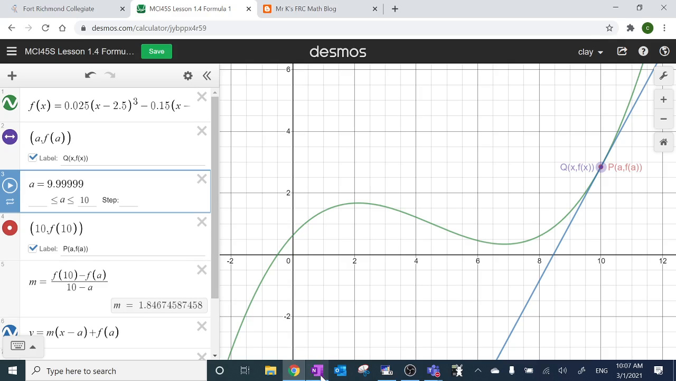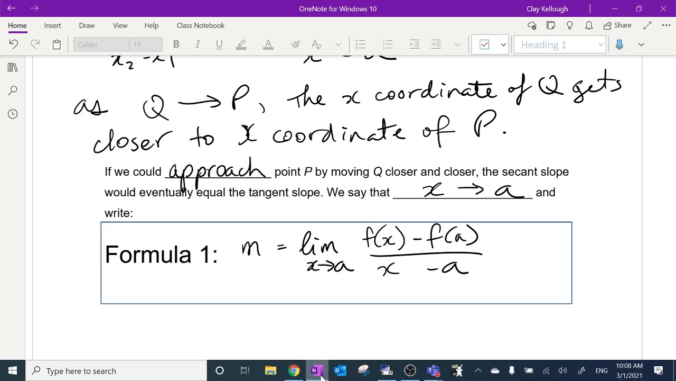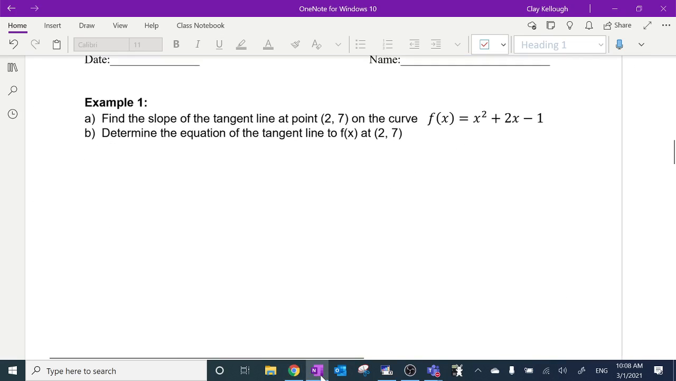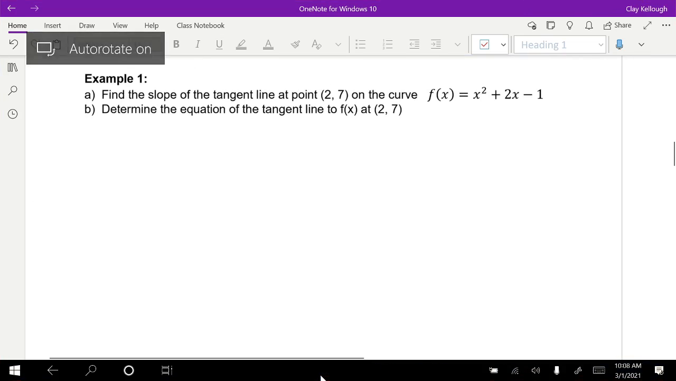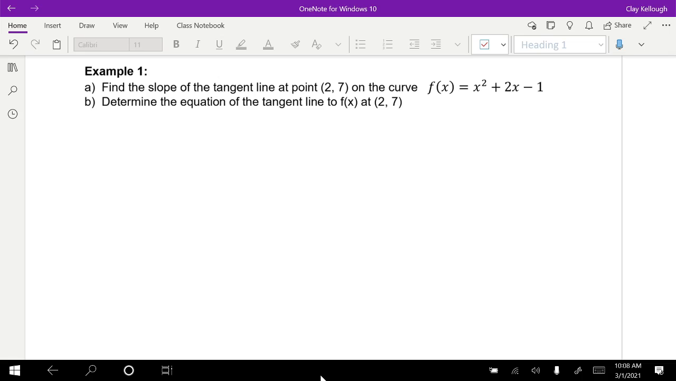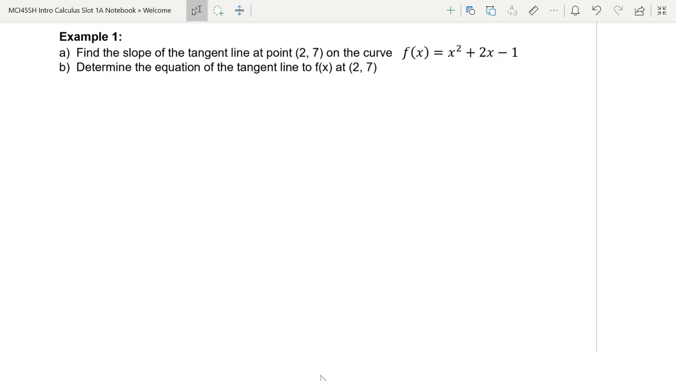So now we're going to look at how we calculate those limits algebraically, because we've already learned how to do limits. So here's example 1. Find the slope of the tangent line at the point 2,7 on that curve. So here's how we're going to start that. We're going to go, whoops, get the pen going here again. We're going to go A.